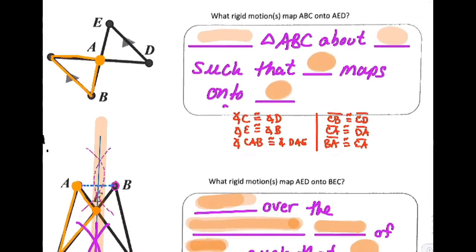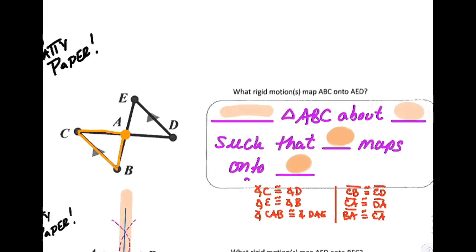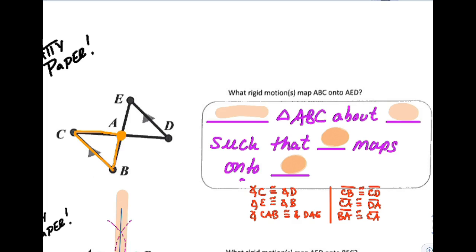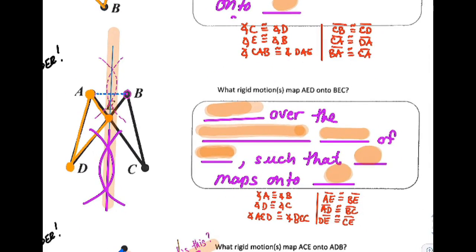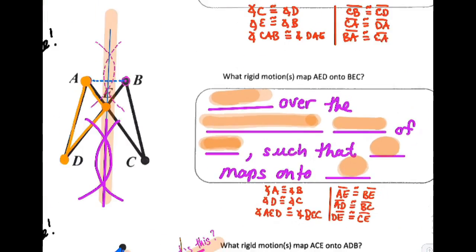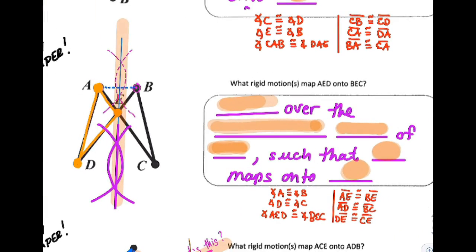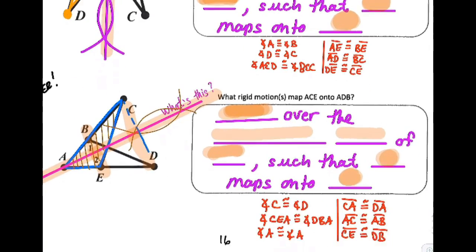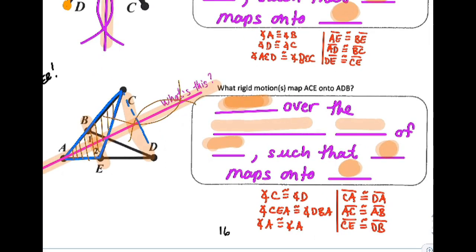And on the back, same thing with the first one. 3 angles congruent, 3 sides congruent. The next one, 3 angles congruent, 3 sides congruent. And the final one, 3 angles congruent, 3 sides congruent.